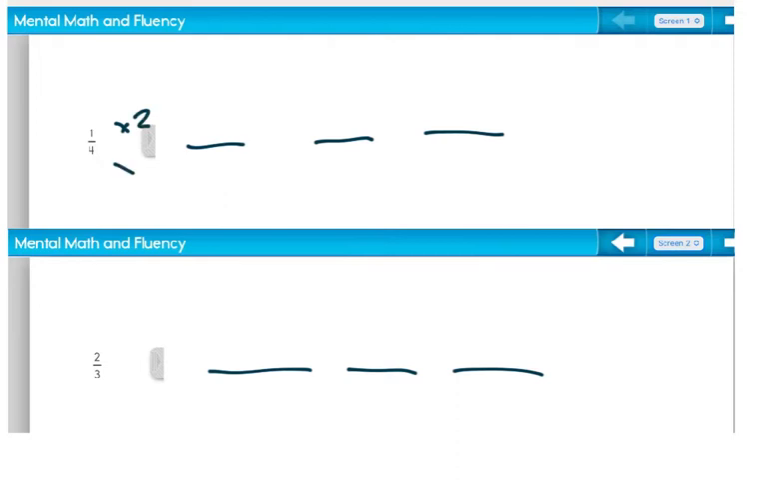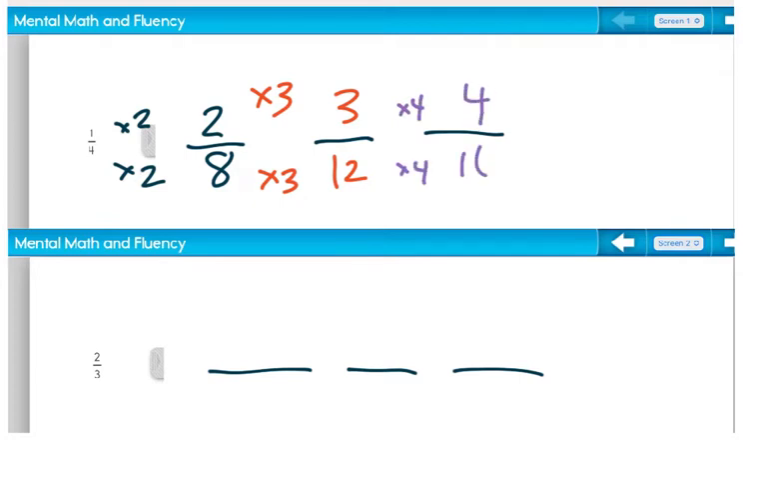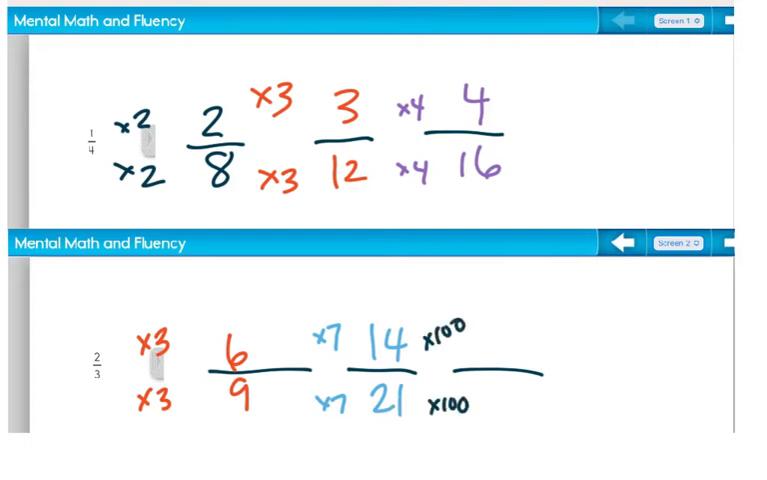All right, I could multiply the top and bottom by 2 to get 2/8. Or multiply by 3 and get 3/12. Or multiply the top and bottom by 4 and get 4/16. For 2/3, I could multiply by 3 and get 6/9, or multiply by 7 and get 14/21, or even multiply by 100 and get 200/300. Oh, it's hard to say.